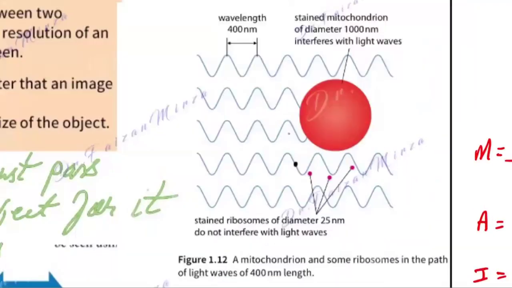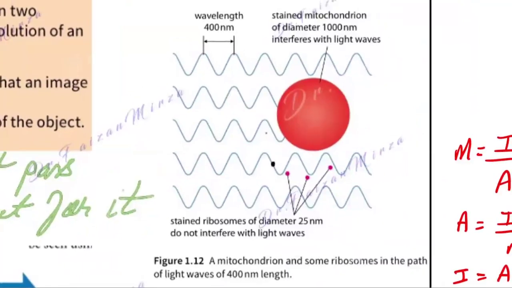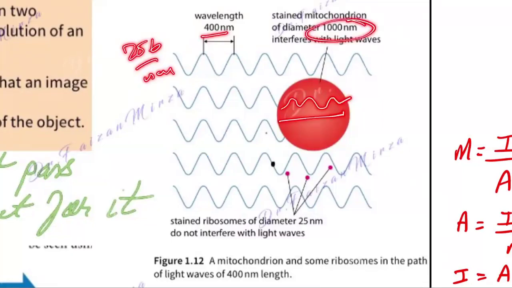How do we apply this here? You can see that the mitochondrion is as large as 1000 nanometers. So for a light of 400 nanometers, half of 400 nanometers is 200 nanometers. So how many times can 200 nanometers pass through this particular object? Several times, because this object's diameter is 1000 nanometers.